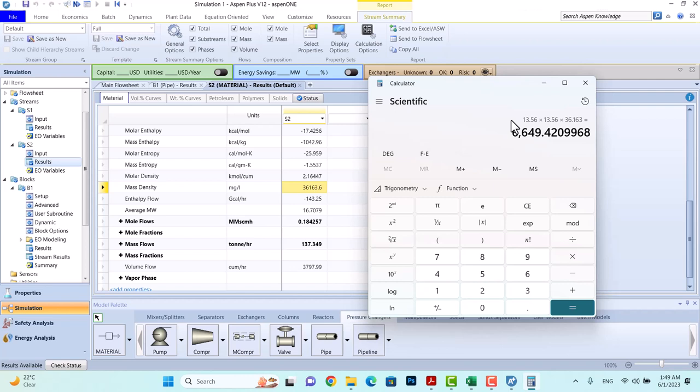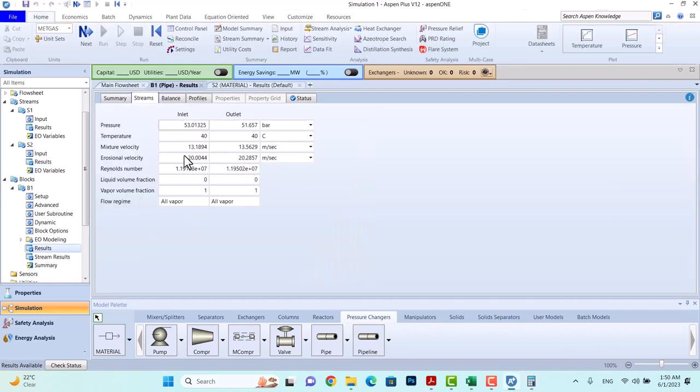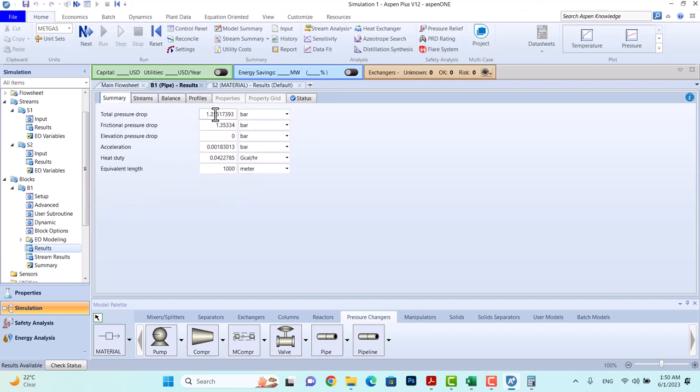So there is one thing to check: the pressure drop. And of course, based on the calculation of Aspen Plus, the velocity of the gas is between 10 to 20 meters per second. So it is in good shape. But how about the pressure drop? The pressure drop is 1.35. And as I said, it should be between 0.2 to maximum 0.6 or 0.65. And that is not good for a normal service. Now, let's increase the pipe diameter.